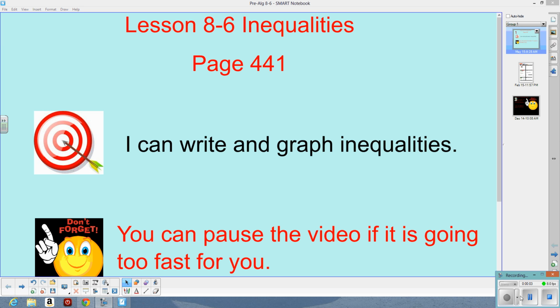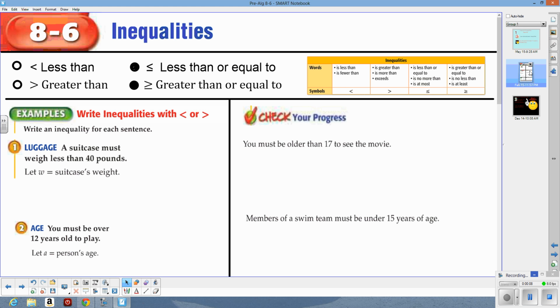In Lesson 8.6, you will write and graph inequalities. Inequalities will contain either a less than, a greater than, less than or equal to, or greater than or equal to symbol, rather than an equation which has an equal sign. Now next to these symbols, I have open circles and closed circles. That's going to be for when we graph inequalities later at the end of this lesson.